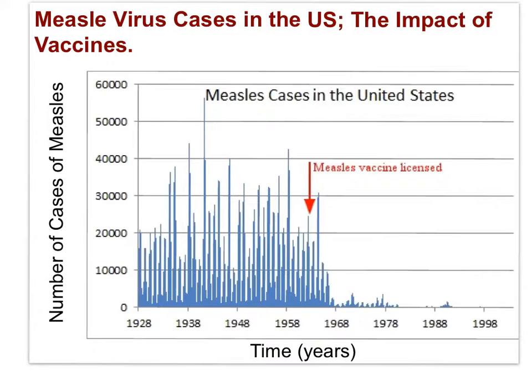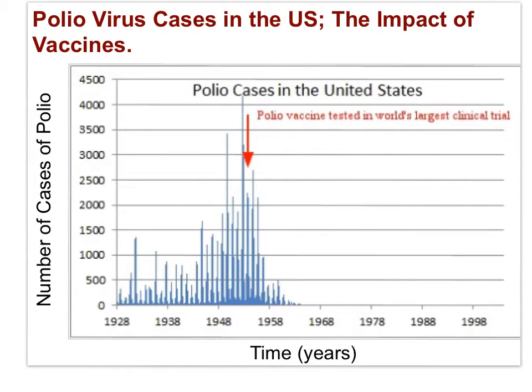The decline in specific diseases corresponds to the introduction of the vaccine. While good sanitation is responsible for the reduction of many diseases, cholera, dysentery, typhoid, vaccines are responsible for the reduction of diseases like smallpox, polio, and measles. As a note, the small increases in measles cases seen here, here, and here result from people choosing not to vaccinate.